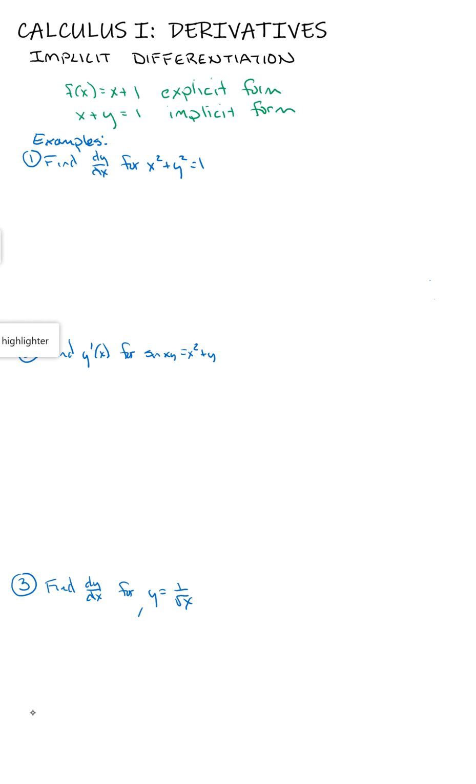I don't know what's going on with this highlighter thing. Sorry, don't know if that's going to go away. Maybe it will, maybe it won't.